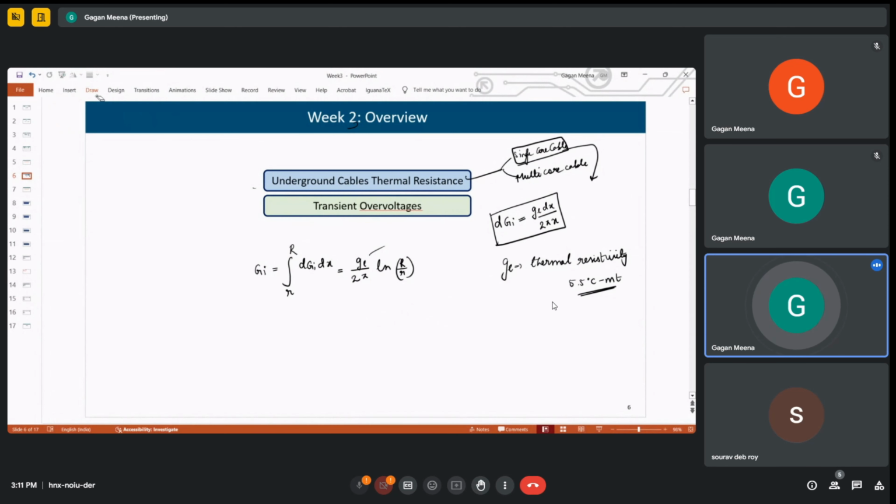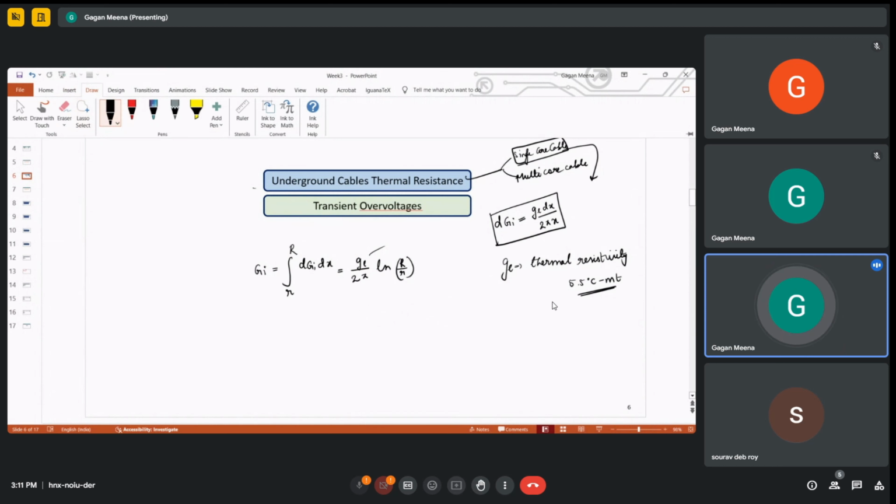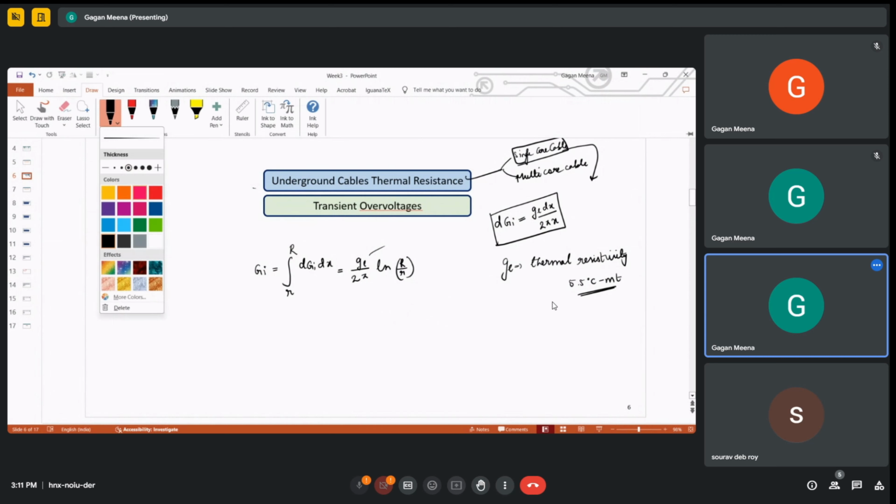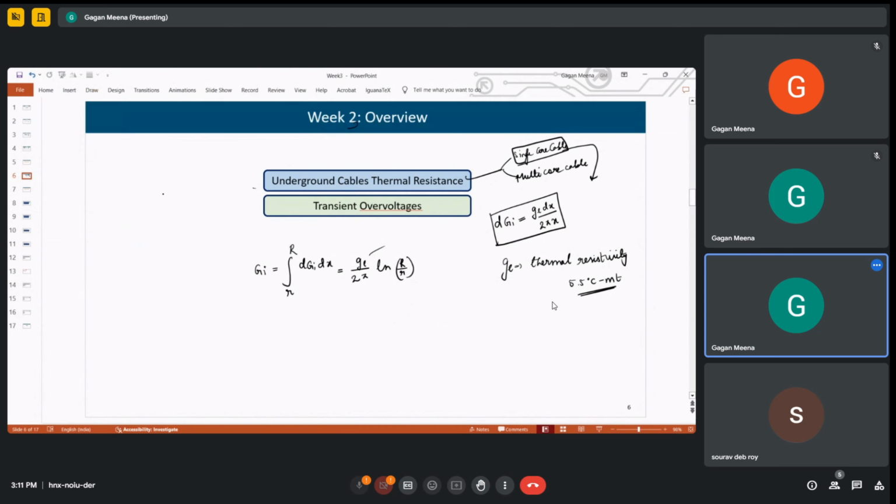So this is the thermal resistance per unit length, per meter length, which is GI, and its unit will be thermal ohm per meter.